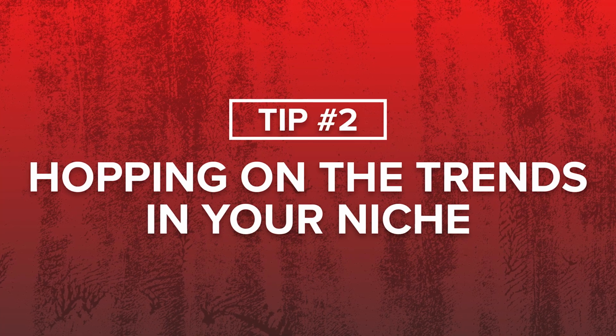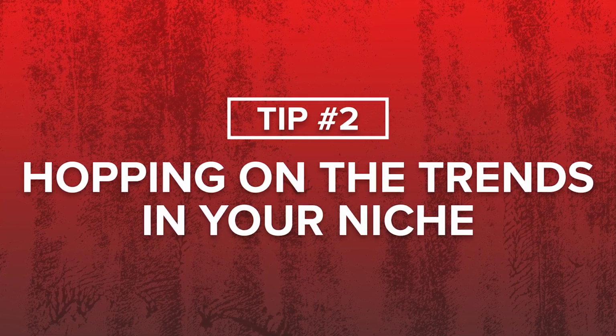Step number 2 is you need to make sure that you're hopping on the trends within your niche. Trends on YouTube do not last a very long period of time. They'll last 24 hours, 48 hours, in some cases 72 hours, but in some cases something that was posted a month ago begins trending now.